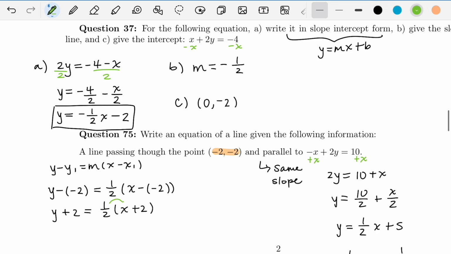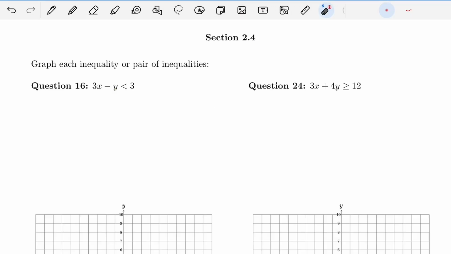Now to solve for y, we'll distribute this 1/2 on both sides first. So we'll get y plus 2 is going to be equal to 1/2 x and then plus 1. Then lastly, we'll subtract 2 on both sides to get y completely alone. So y is going to be equal to 1/2 x minus 1. All right, so this would be how we write an equation given that information.